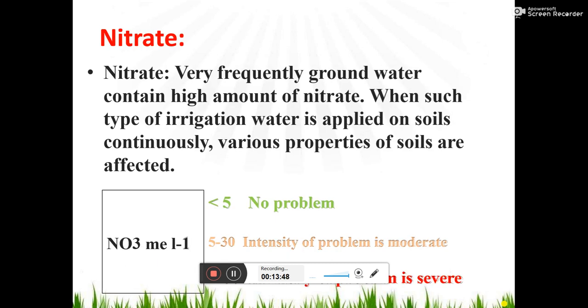Then nitrate. Very frequently groundwater contains a high amount of nitrate. Okay, so when such types of irrigation water are applied on soils continuously, various properties of soils may be affected. If the nitrate value is less than 5, it is having no problem. If it is between 5 to 30, the intensity of problem is moderate, and if it is above 30, the intensity of problem is very high or severe.